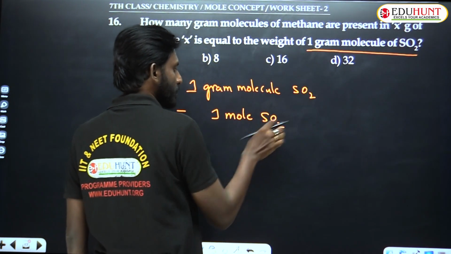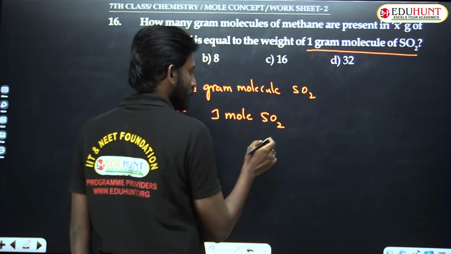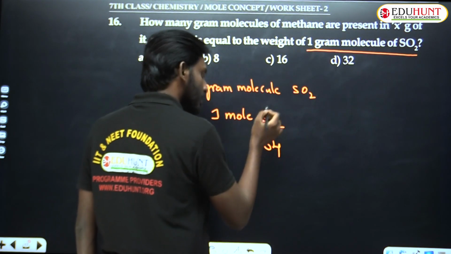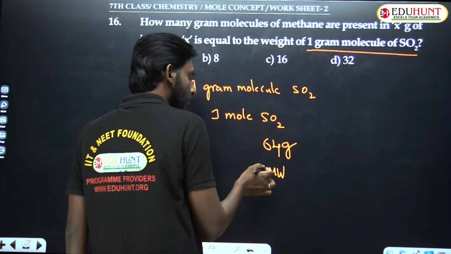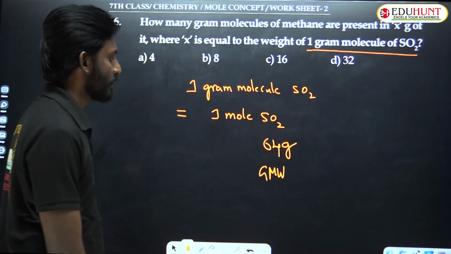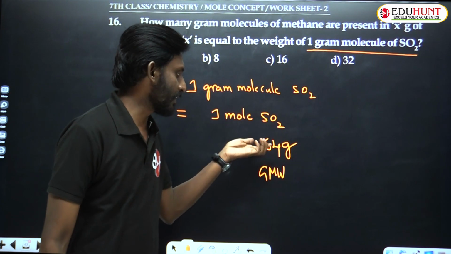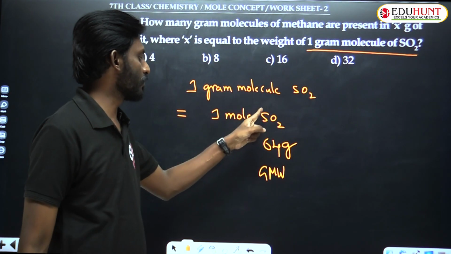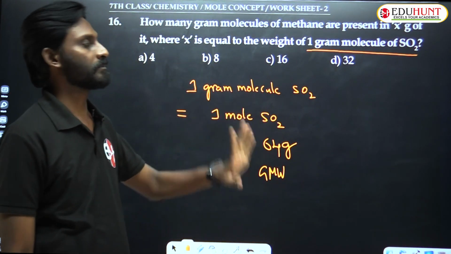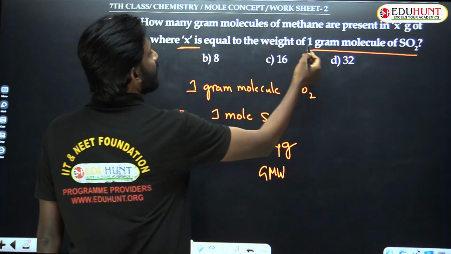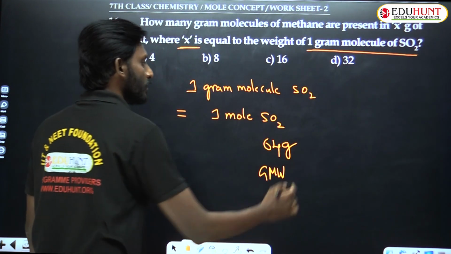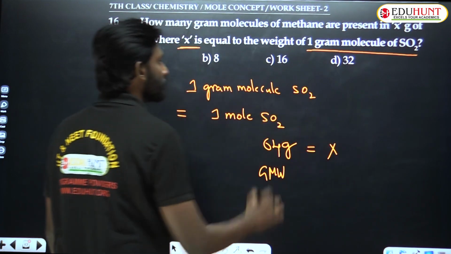What is the molar mass? Sulfur 32 plus oxygen 32, 64. 64 is the molecular weight. Expressed in grams, it becomes gram molecular weight. So the gram molecular weight is 64. So 1 mole SO2 will be 64 grams. And in the question, X is equal to the weight of 1 gram molecule, so this is the X given in the question.